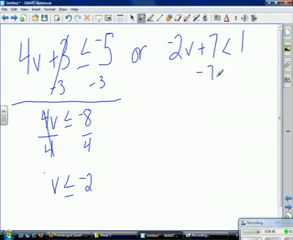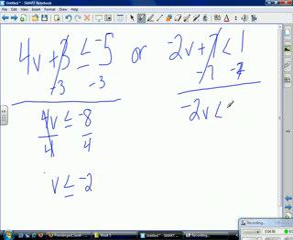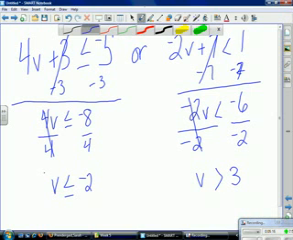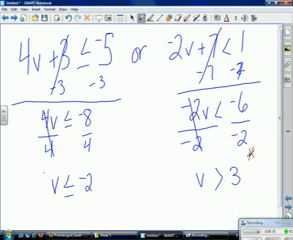The second one, I'm going to start by subtracting 7 from both sides of the inequality. Those 7's will cancel, and I get -2v is less than -6. Next, I'm going to divide by -2 on both sides, leaving me v. -6 divided by -2 is 3. But remember, we divided by -2, so we need to flip the inequality.